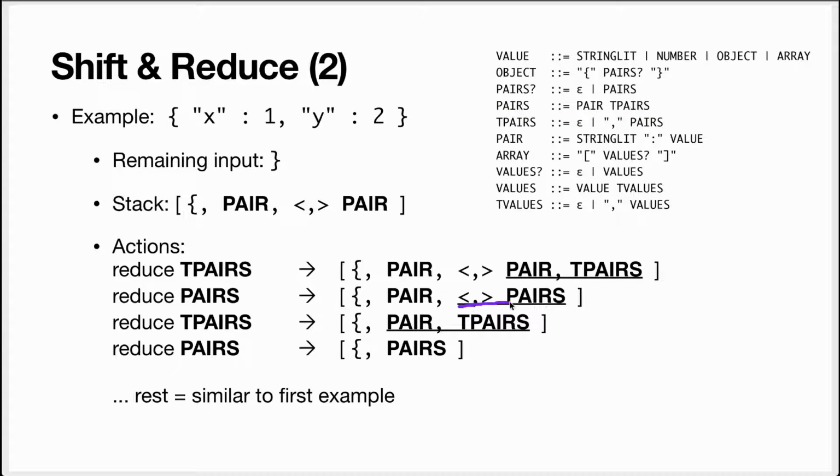Next, we're going to reduce the comma and the pairs to a t pairs. And this is defined here. And finally, we're going to use the same rules as before, so we used it here, to reduce pair and t pairs to a pairs. And this is a state that we were also in in the first example, and so now we can do everything we did in the first example to finish. We'll shift the final brace, we'll reduce to object, and then to value. And that's it for that example.